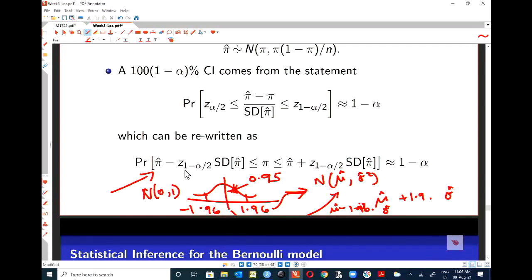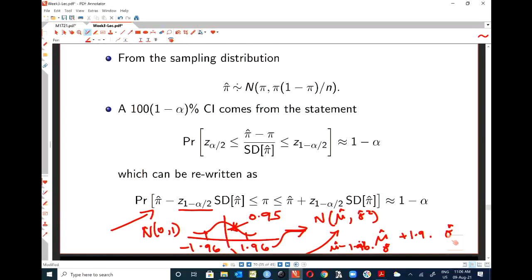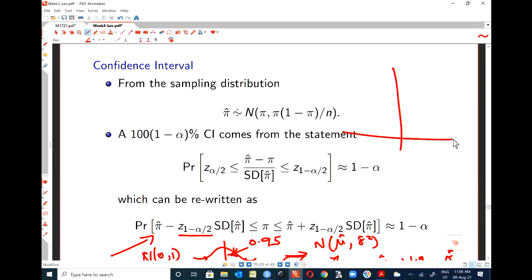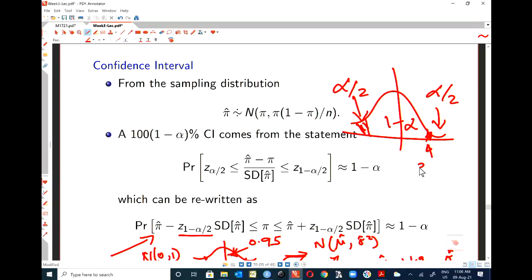This z alpha upon 2 is a bit tricky, but all it means here in the symbolic sense is that all I've got is a normal distribution, and the probability here is 1 minus alpha. So by symmetry, what's left over here is alpha on 2, and what's left over here is also alpha on 2. And this value here I call the critical value, and the critical probability here is z alpha on 2. So alpha on 2 probability in the tail, and the value there is the z value, a critical value here. I can calculate that from R very easily.